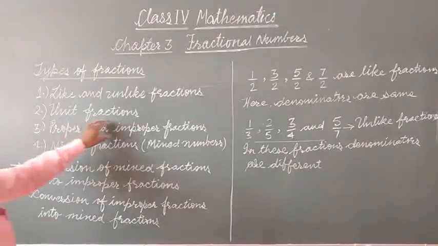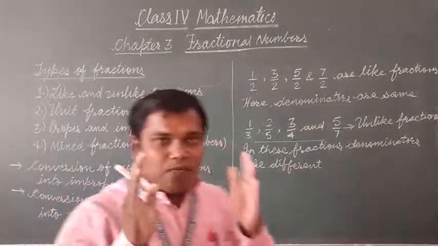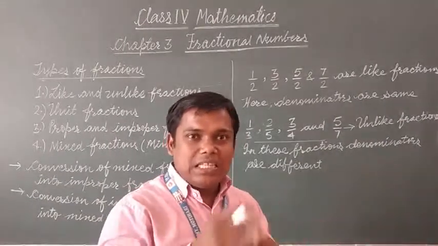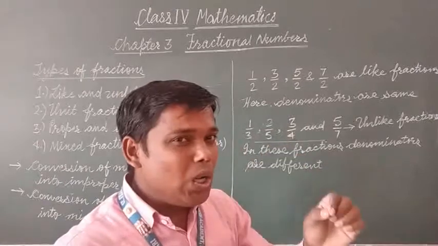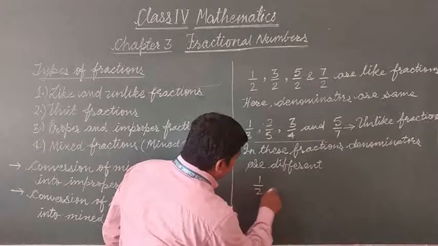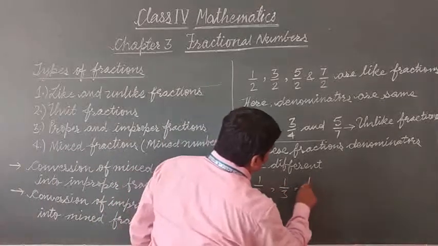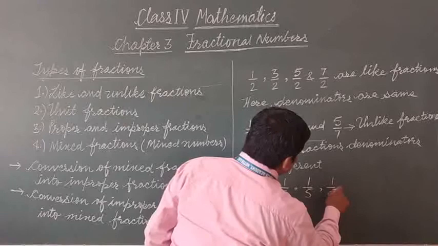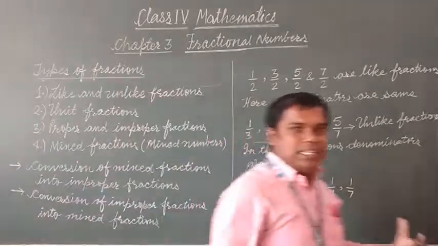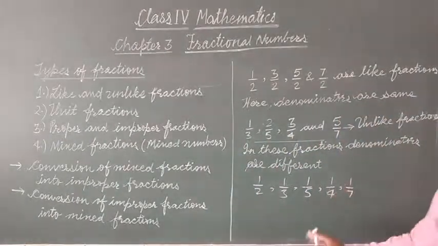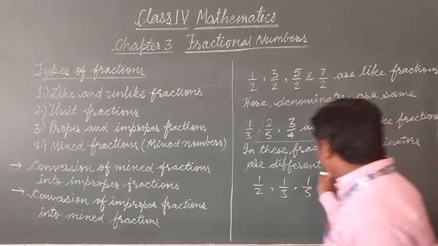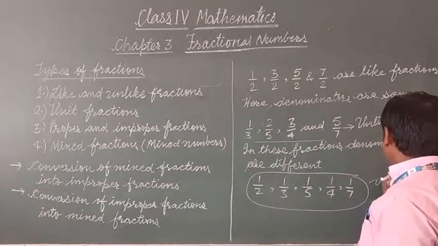The next is unit fraction. If in the given fractions all the numerators are 1, means if we have fractions 1 by 2, 1 by 3, 1 by 5, 1 by 7, etc., what are you observing here? All the fractions have numerator 1. So these fractions are called unit fractions.